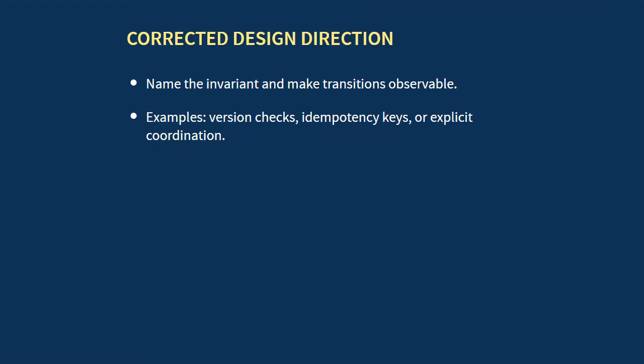To improve our design, we must name the invariant that needs protection and make transitions observable. What specific controls should we implement? Options include version checks, idempotency keys, or explicit coordination among operations.